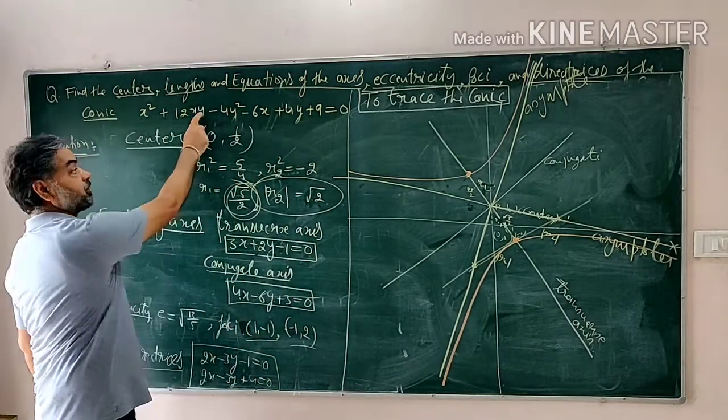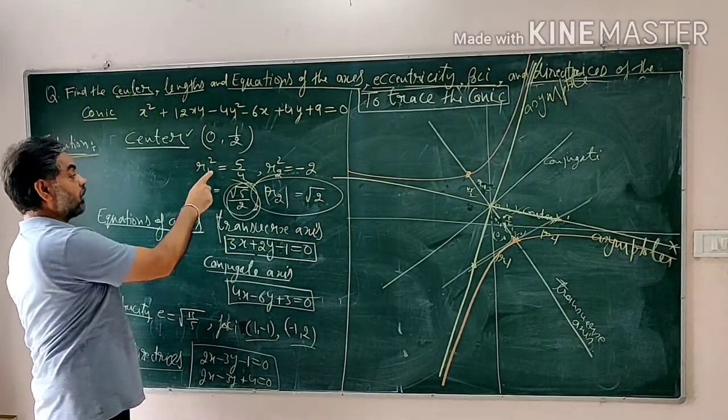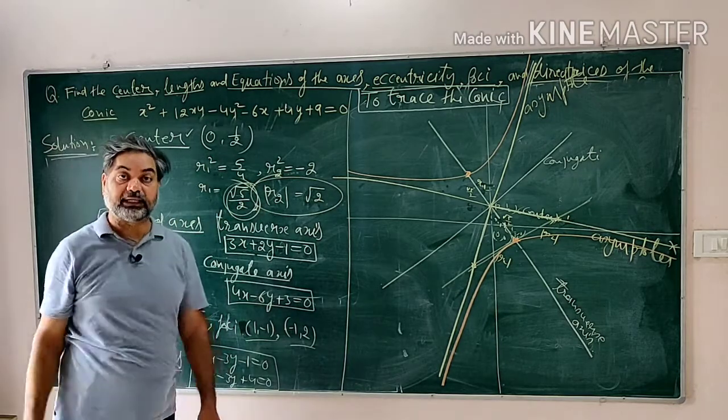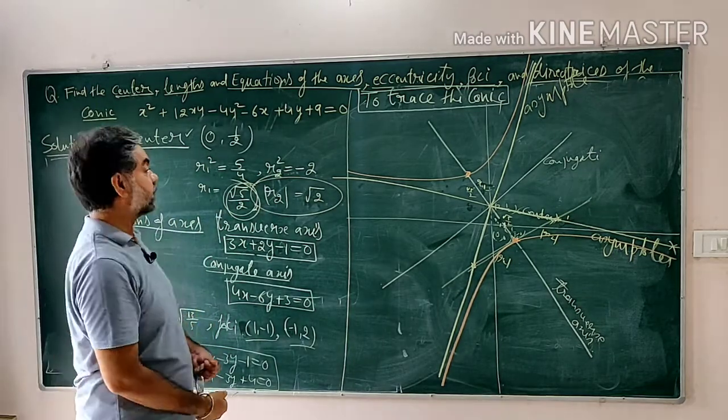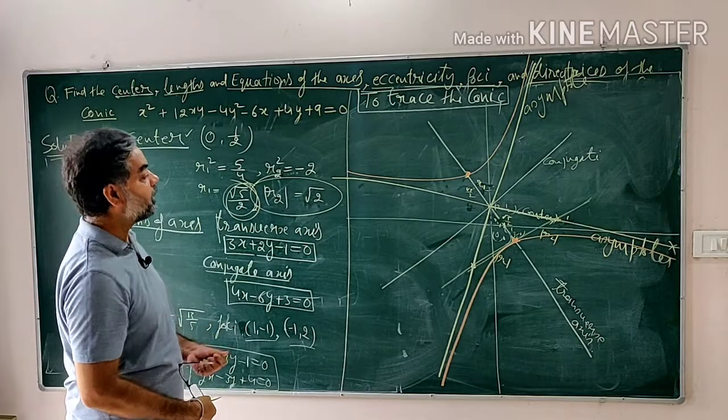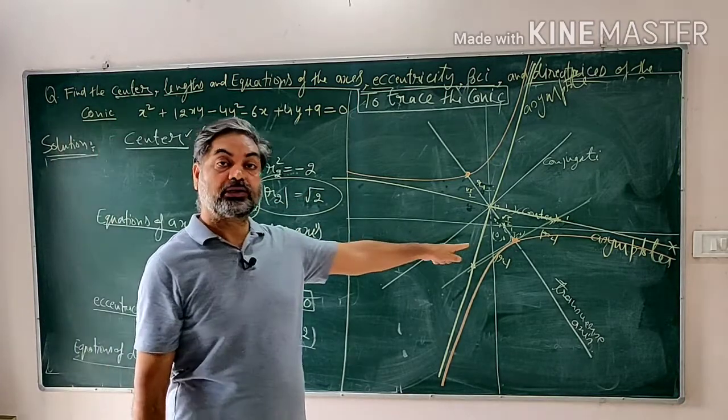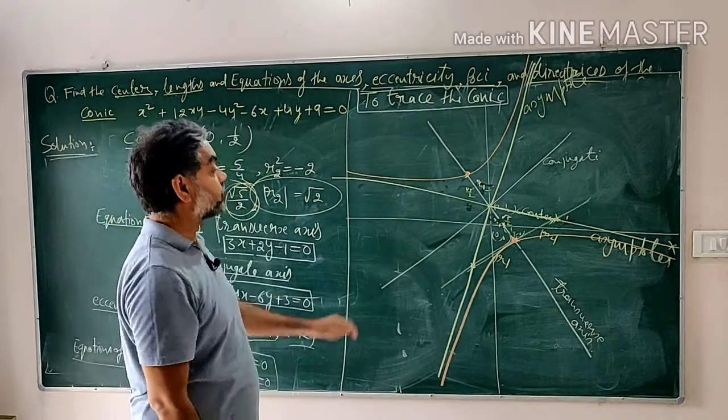This is a hyperbola because r1 square is positive and r2 square is negative. Of the two roots, one is positive and one is negative. This is a hyperbola, and we have actually traced this hyperbola.